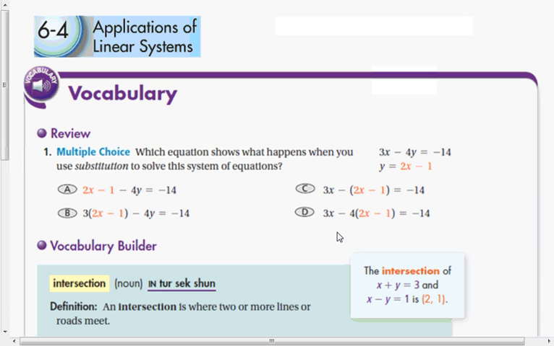In this lesson, we're going to learn how to choose the best method for solving a system of linear equations. Go ahead and do the review. I'll check back with you.